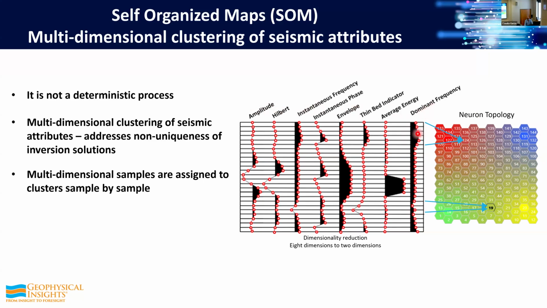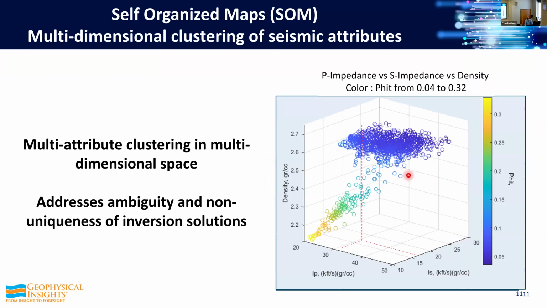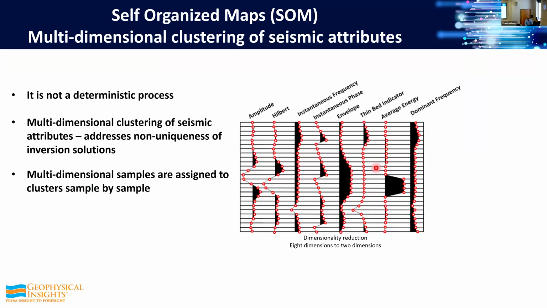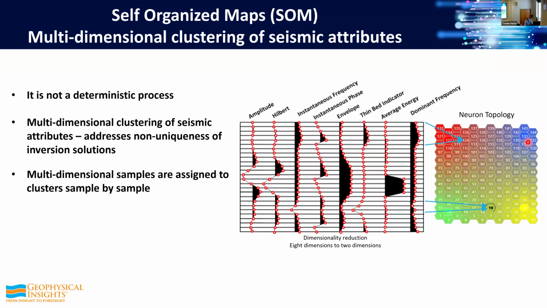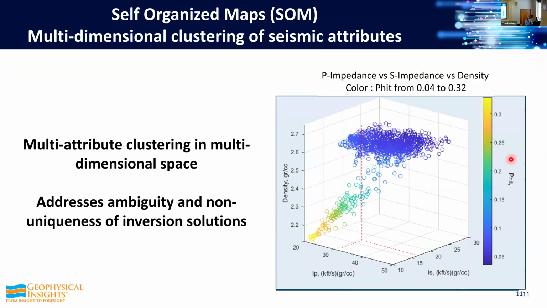Okay, so previously we had 3 dimensions right here, and we talked about 2 possible clusters, 1 cluster and another cluster. And here I am talking now about having 8 dimensions, 8 attributes, and 144 clusters.